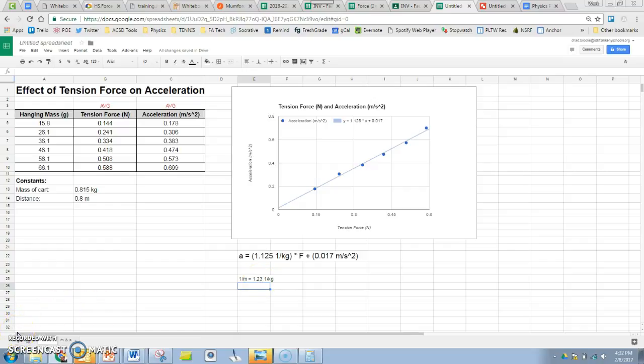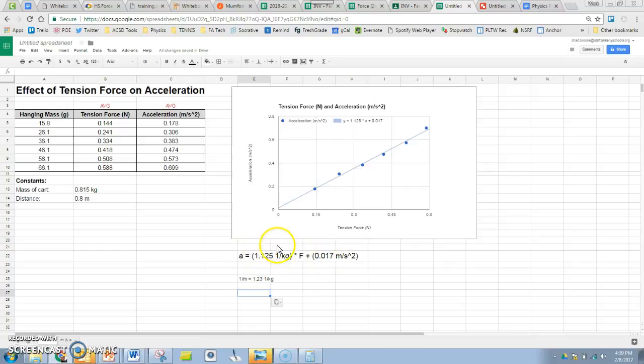Now that's something valuable to know. So we're feeling pretty good about the slope being 1 over mass. Let's talk about the y-intercept real quick. The y-intercept, that looks to be very close to 0. And if I think about the situation, when the tension force is 0, the cart really shouldn't accelerate at all. So that really, if I had perfect data, would be 0. And that is very close to 0.